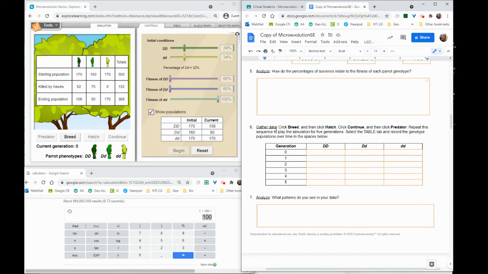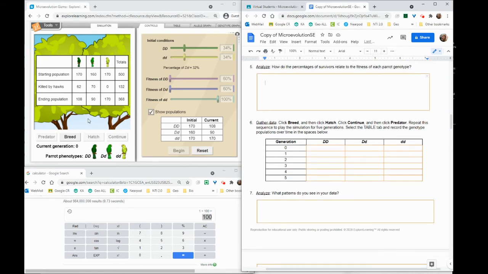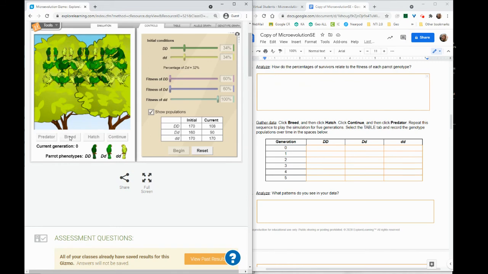Okay, so we're going to quickly try and finish up activity A here so that you know what to do for the rest of the activities. So we need to simulate those 5 generations that we made a prediction about. So we're going to click breed. So they found a parrot partner. They laid some eggs. Now they're going to hatch the eggs.